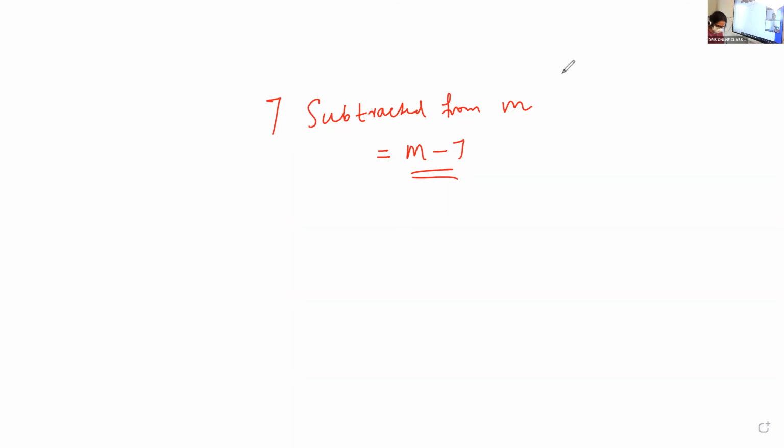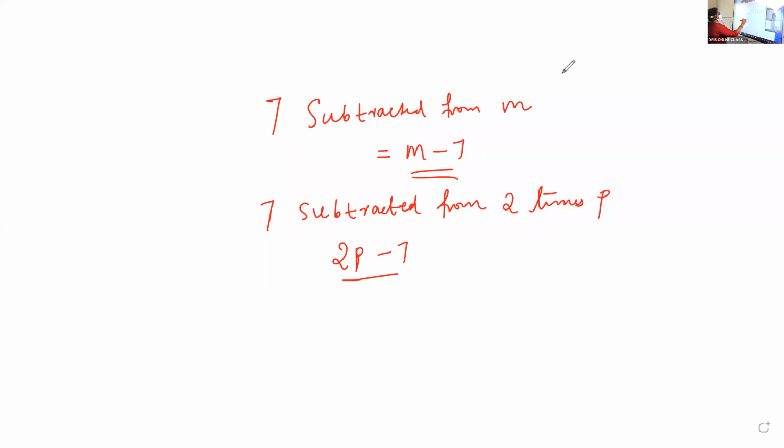Now one more question I'm giving you. 7 subtracted from 2 times P. 2P minus 7. "2 times" means which operation? Multiplication. So you write 2 multiplied by P, which is 2P. So 2P minus 7. This is just an example I explained to you.